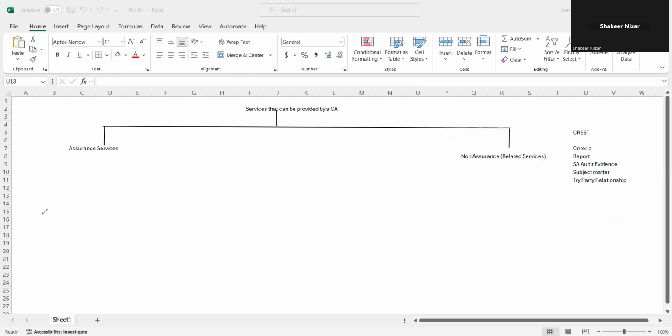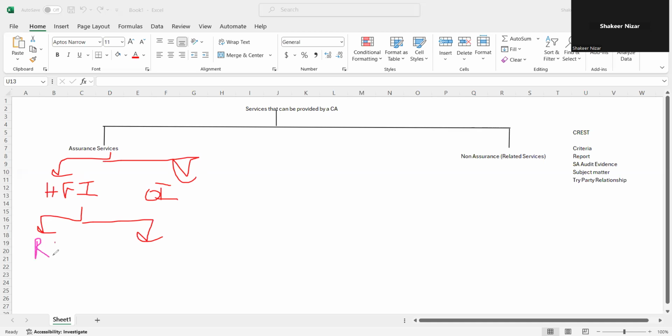So the assurance services are of two types. I'm not going to draw because it may be time consuming. Assurance services are of two types: historical financial information, which I am writing in short form, and other information. The historical financial information, again, is of two types: reasonable assurance and limited assurance.